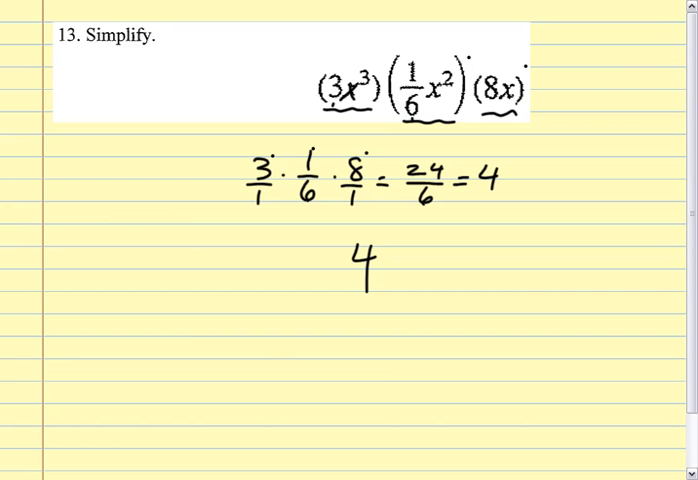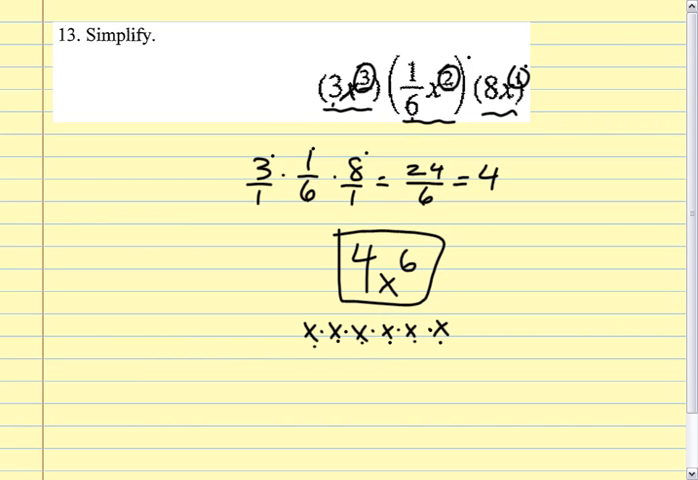And then I have x cubed times x squared times x to the first. Okay? Well, I could write that out, and it looks like x times x times x. That's what x cubed looks like. Times x squared, right? Times x. And that's just 1, 2, 3, 4, 5, 6. x to the 6th. Or I can remember that whenever I'm multiplying variables that have the same base, I just add their exponents, right? 3 plus 2 is 5, plus 1 is 6. Multiply numbers, and then multiply variables, right, Daniel? Yes. That's what we do.